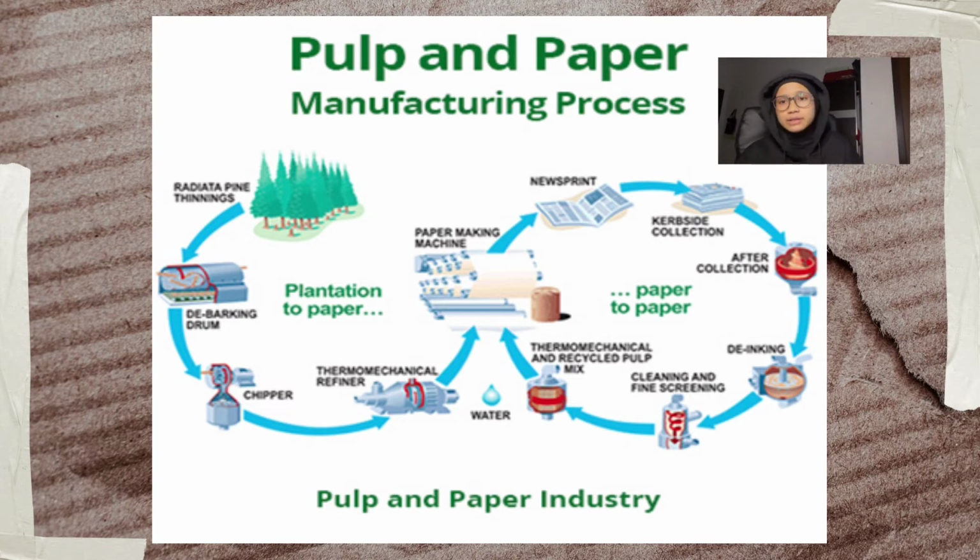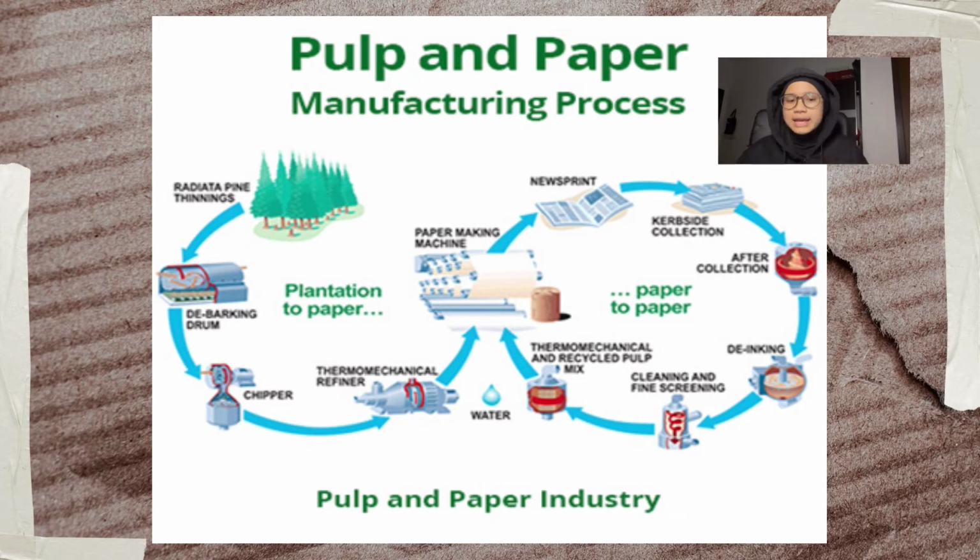After the consumers use the paper, it goes to kerbside collection. Kerbside collection refers to a strategy of local authorities to collect desirable items from the consumers. After collection, they are then measured, graded for quality and hauled to recycling paper mill facilities.